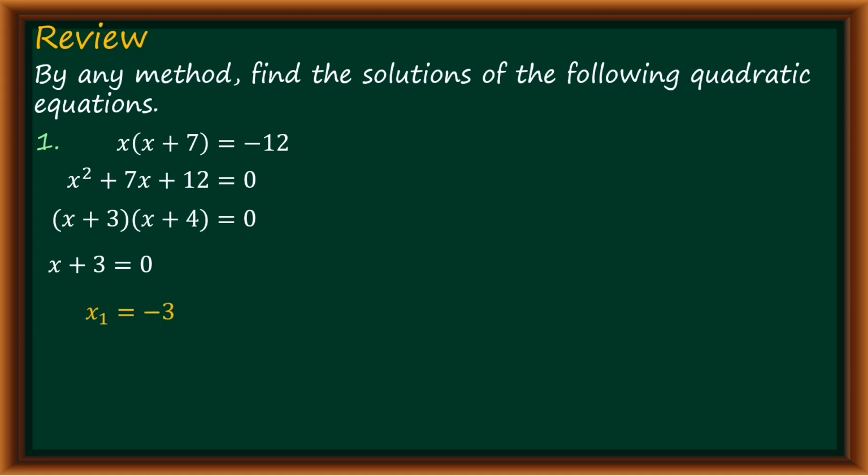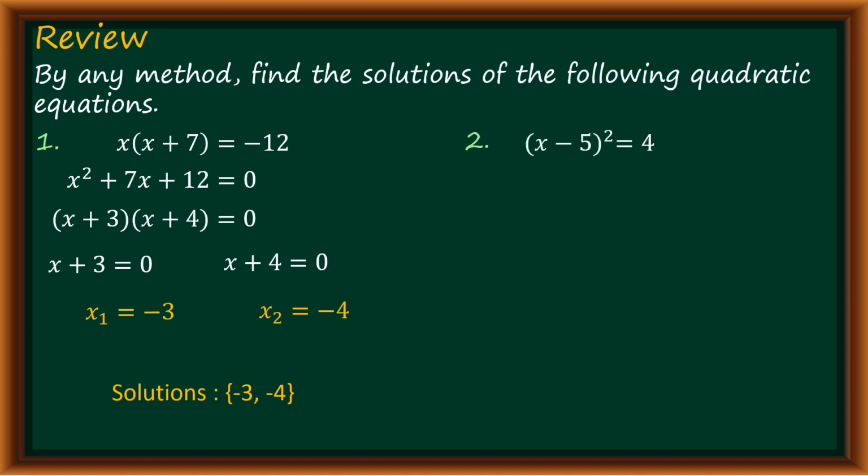So our first x is equal to negative 3. For the second value, we have x plus 4 is equal to 0. So our x sub 2 is equal to negative 4. Therefore, the solutions are negative 3 and negative 4. Next, we have the quantity x minus 5 squared is equal to 4.